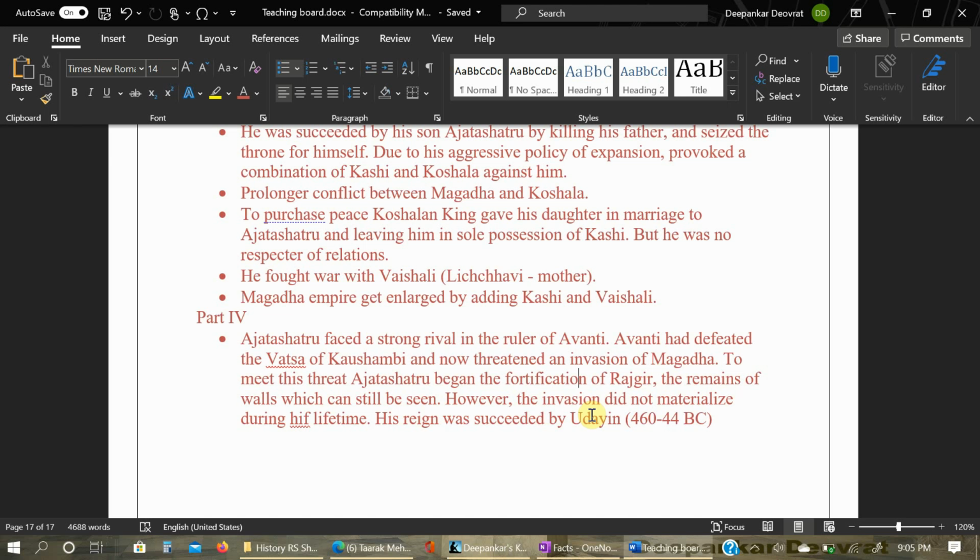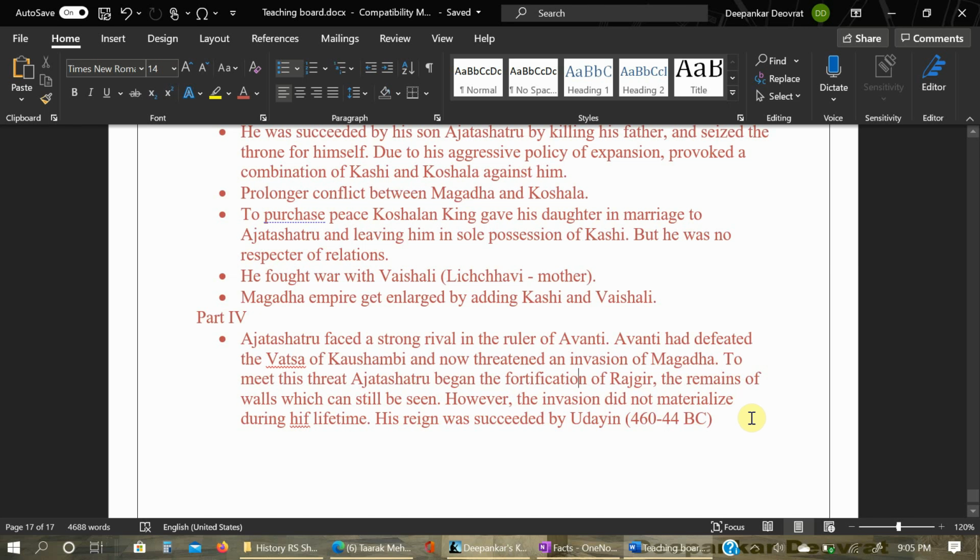Udayin was succeeded by the dynasty of the Shishunagas, who temporarily moved the capital to Vaishali, and their greatest achievement was the destruction of the power of Avanti with its capital at Ujjain. He destroyed the power of Avanti and its capital at Ujjain. This brought to an end the 100-year-old rivalry between Magadha and Avanti.